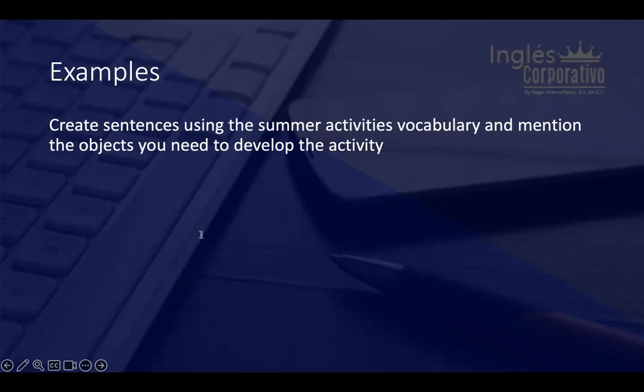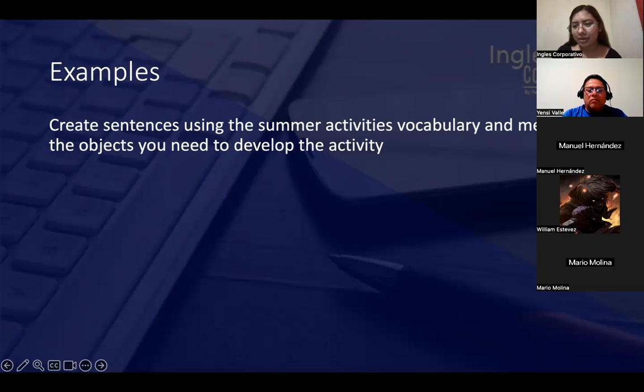Traten de hacerlo más simple, ¿ok? Yeah, I just want to use the termination ing at the end after the verb, but I think that I should use the main verb in present and then the ing. Okay. I totally understand. You were trying to use the ing, right? Yeah. Alguien iba a decir algo? No. Okay. I understand you were trying to use the gerund.